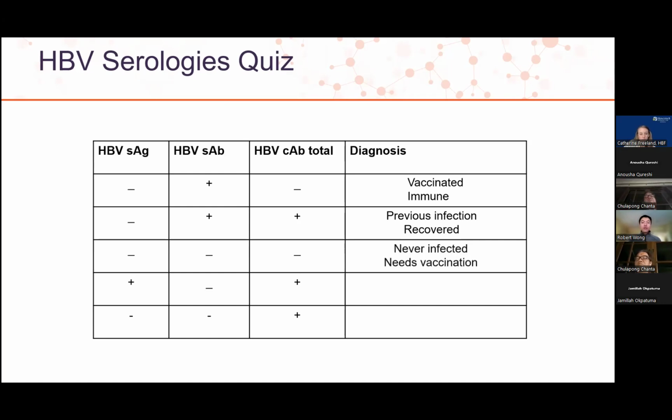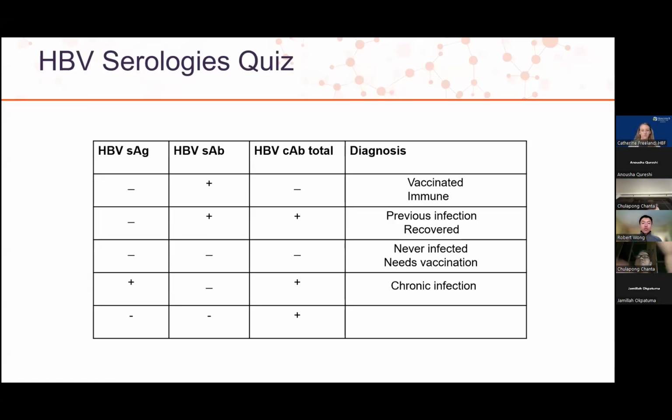The third one's easy. All are negative, so never exposed, never vaccinated. This person needs vaccination. The next one, chronic infection: persistence of surface antigen, no surface antibody. And again, the core being positive shows exposure.